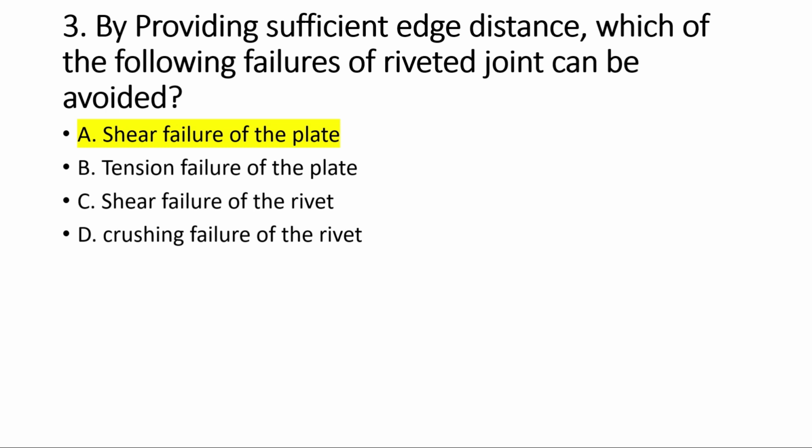So you have to keep in mind that shear failure of plate and tearing failure of plate occur due to the insufficient edge distance. So option A is correct, and we know if the strength of plate is less than the strength of rivet, then bearing failure of plate or splitting failure of plate will also occur. Option A is correct in this regard. Move on to the next question.